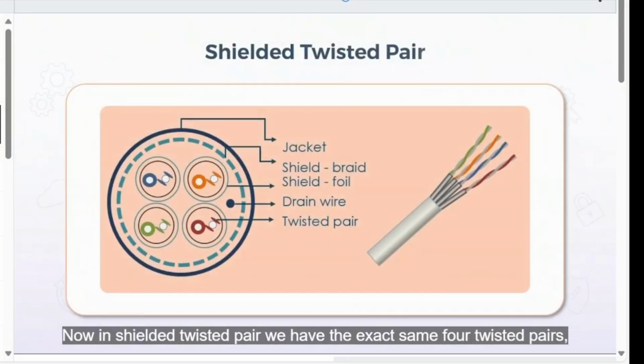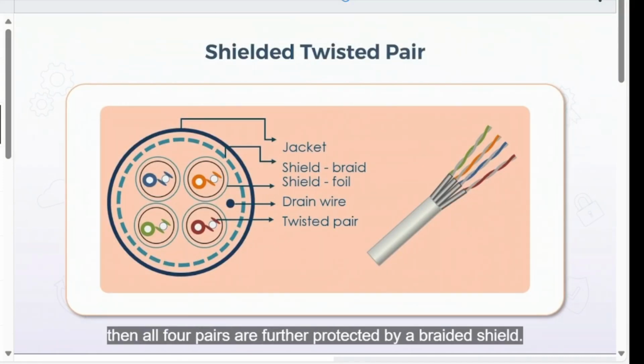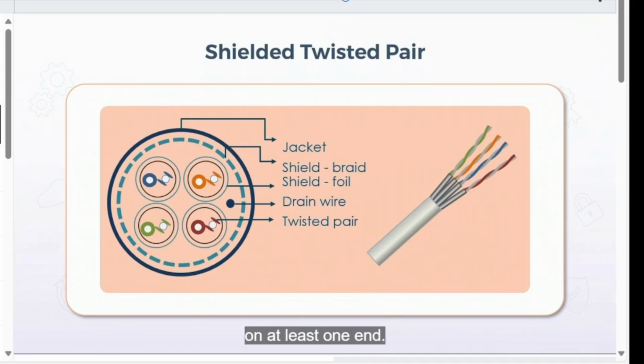Now, in shielded twisted pair, we have the exact same 4 twisted pairs, but each pair is protected by a foil shield, then all 4 pairs are further protected by a braided shield. Now, what you'll also find is what's known as a drain wire, which comes back to the grounding I mentioned a moment ago. Because of the ability for the shielding to conduct electricity, the drain wire remains in contact with the shielding and provides the ability to ground the cable, which must be done on at least one end.